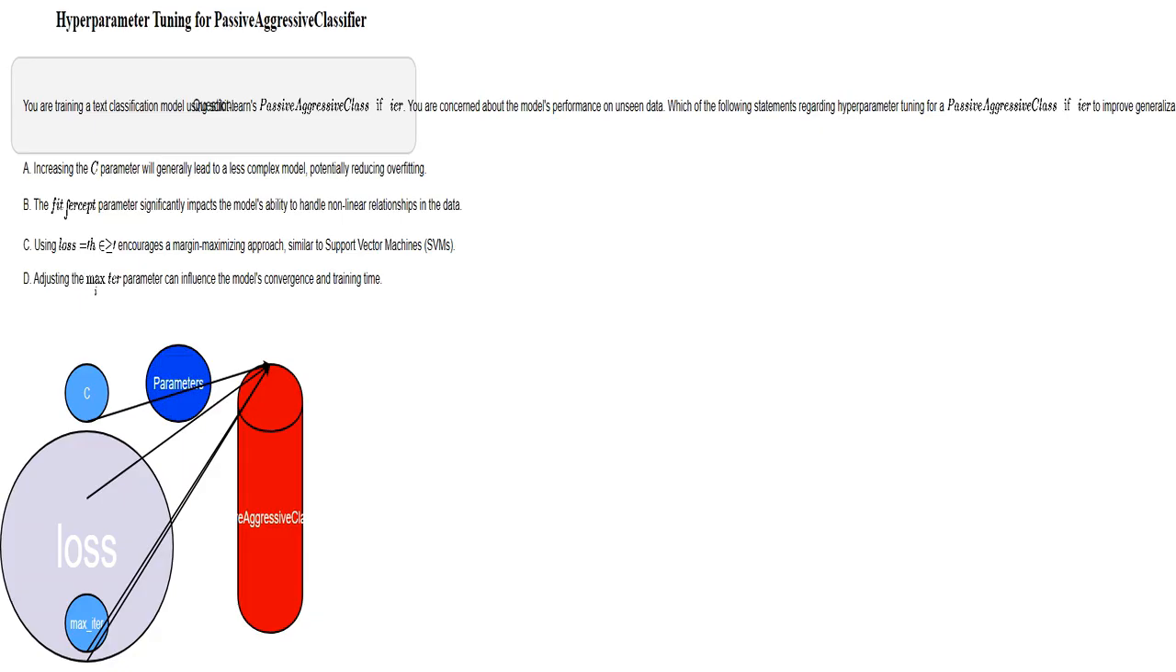The loss parameter defines the loss function. Hinge loss is similar to what support vector machines, SVMs, use. It encourages a wide margin between different classes. Imagine 2 groups of points. A hinge loss function tries to draw a line as far away from both groups as possible. This helps the classifier to be more confident in its predictions. It's all about maximizing the margin.